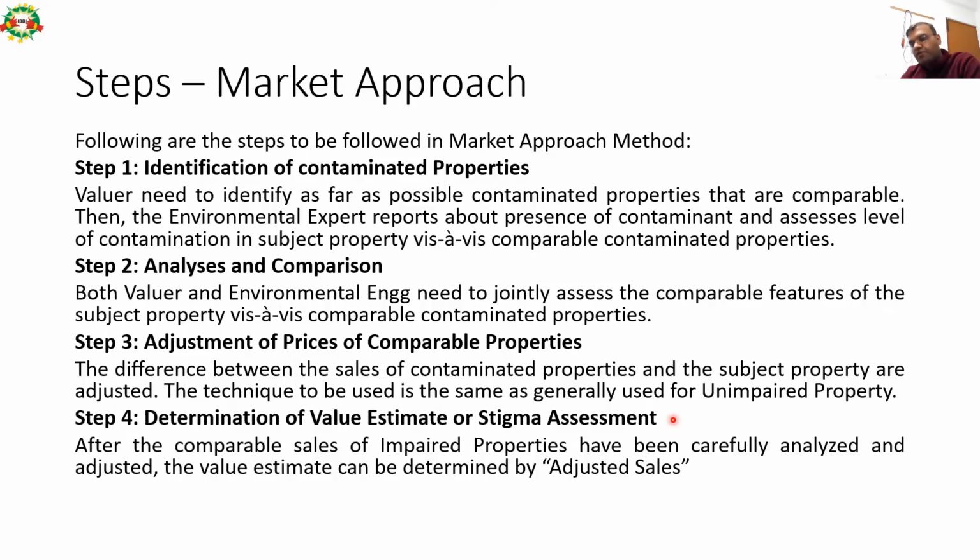The technique to be used is the same as generally used for unimpaired property, the techniques we studied in our playlist of market approach. So the same techniques we will use: the Donic model, the additional grid model. Those methods we will not repeat here. You may refer to that playlist if you're not aware of those methods. And the last step is to determine the value estimate or stigma assessment.